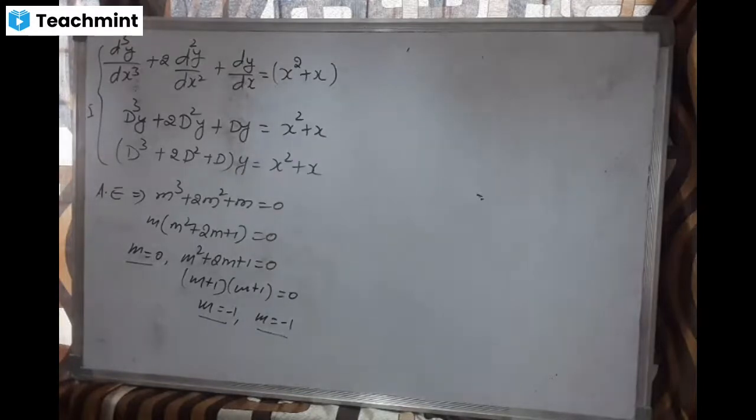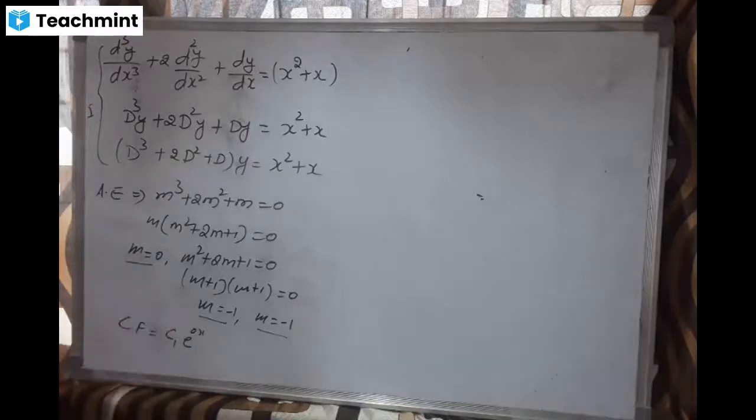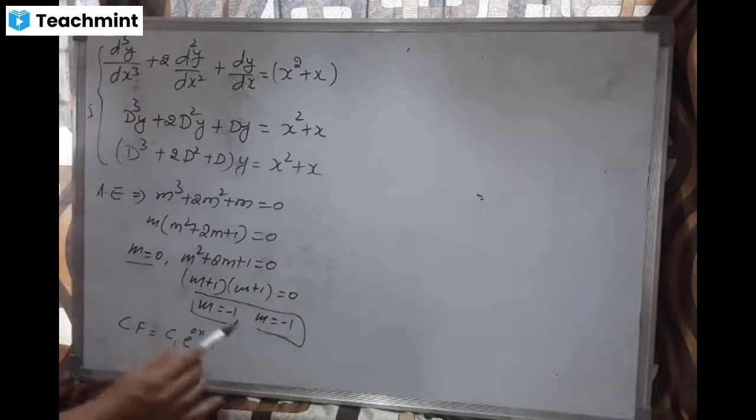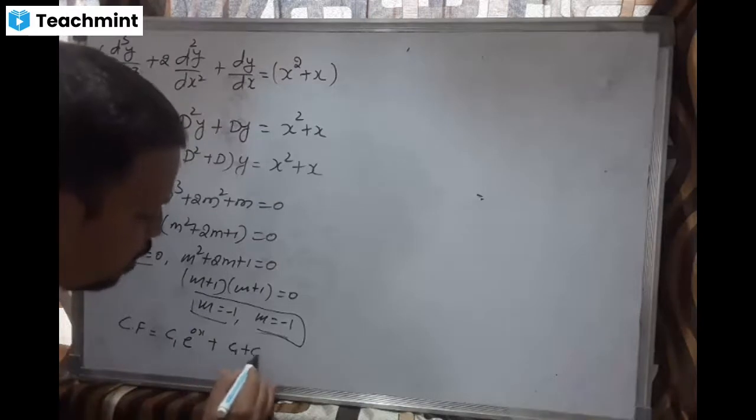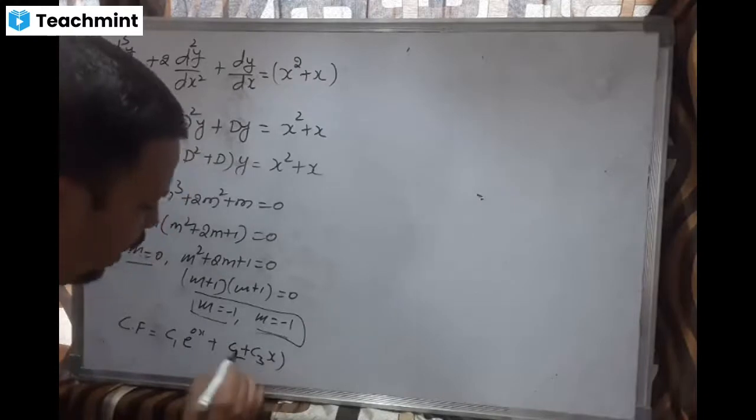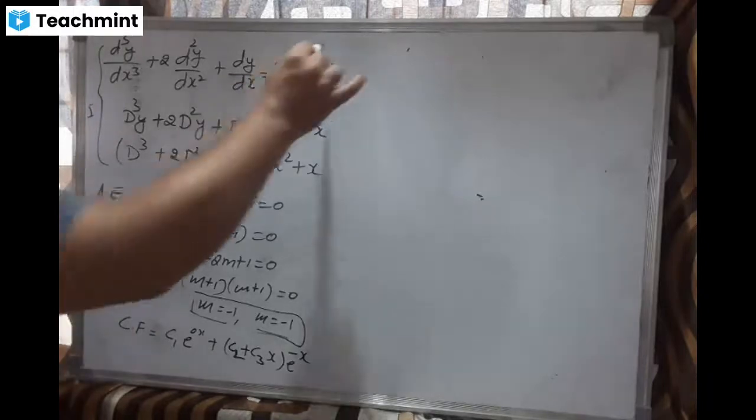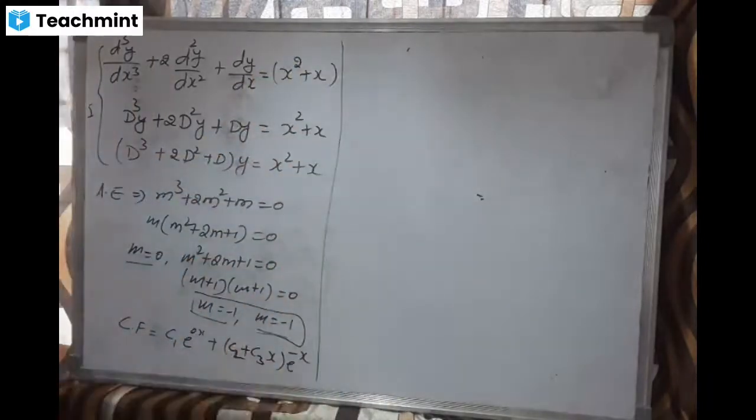Right? So now I can write my CF. So what will be my CF? CF is equal to C1 into e raised to 0x, it will become 1, don't worry, plus, this is repeated roots, these two are the repeated roots. So what should I write here, C1, sorry, it should be C2, why did I write C1, already C2, plus C3 into x, e raised to minus x. So this is my CF. I have completed finding my CF.